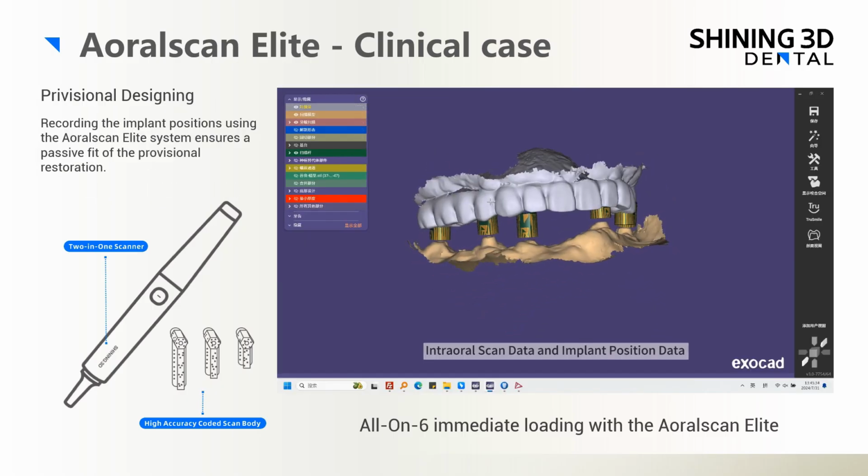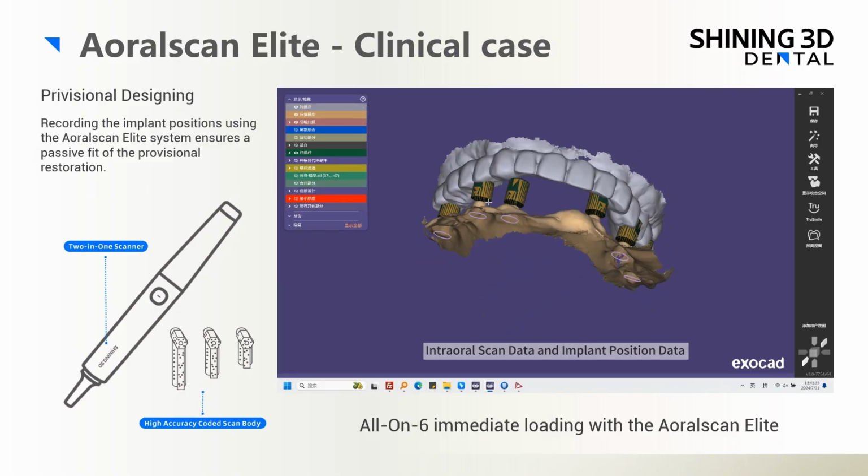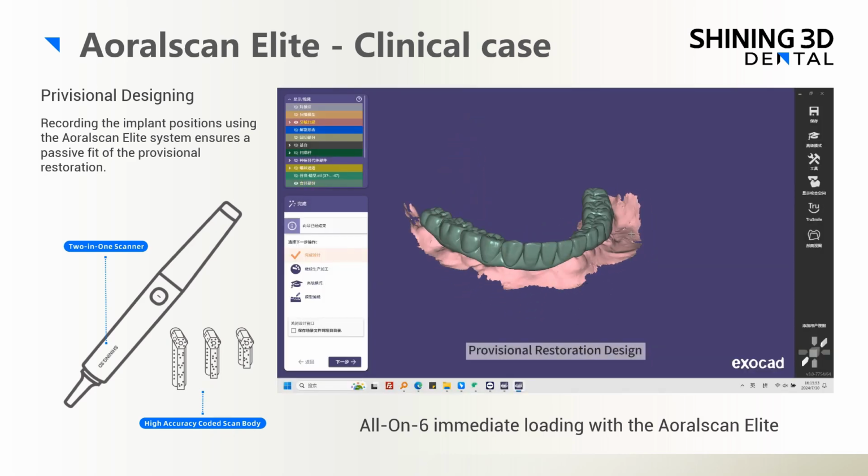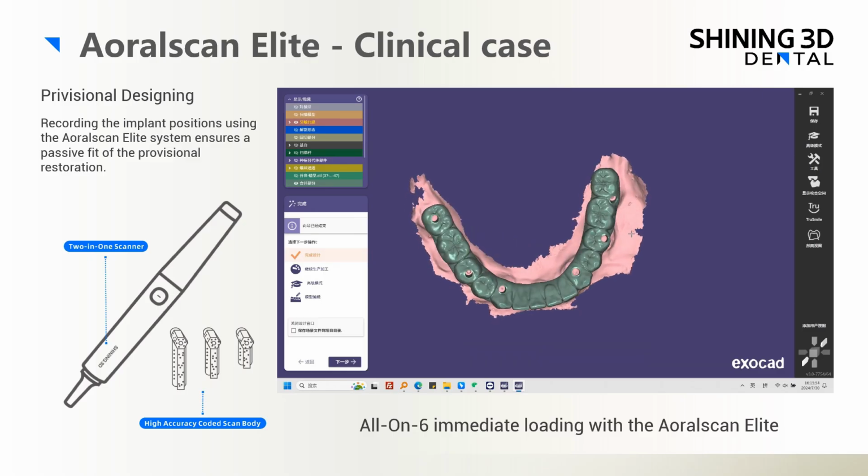In this case, the preoperative occlusal relationship aligned with the soft tissue will be transferred to the provisional restoration design in exocad software. In some cases, especially for final restorations, Aoralscan Elite can complete the entire data acquisition and alignment, then directly import the data into exocad for design.